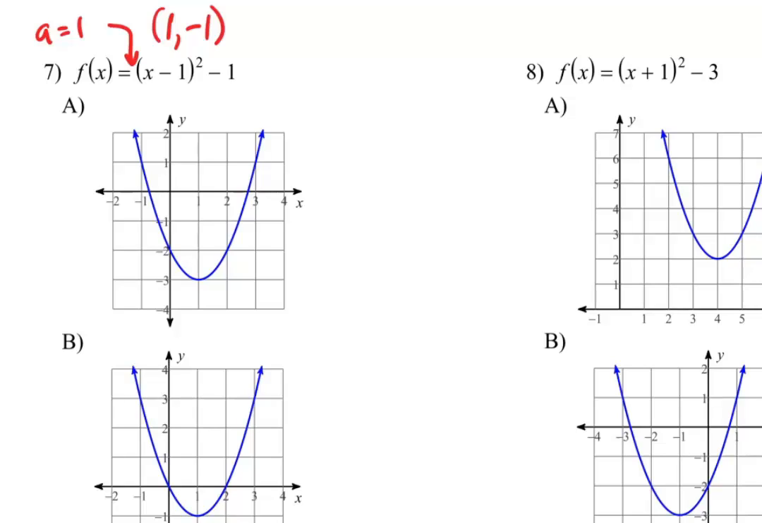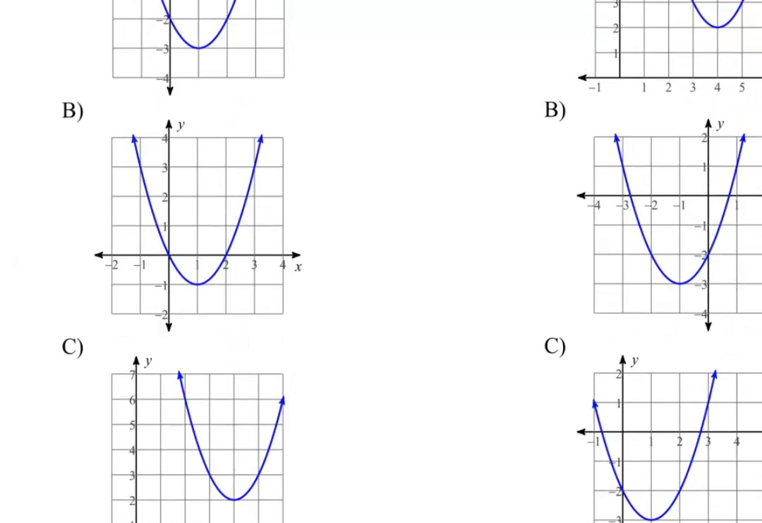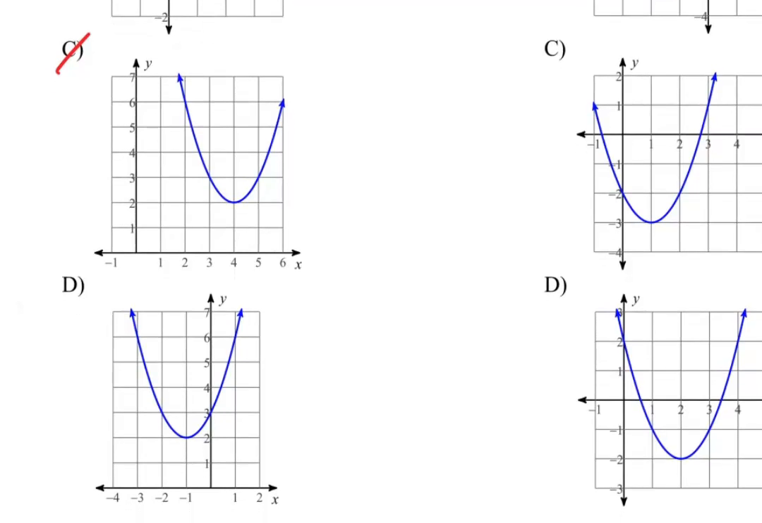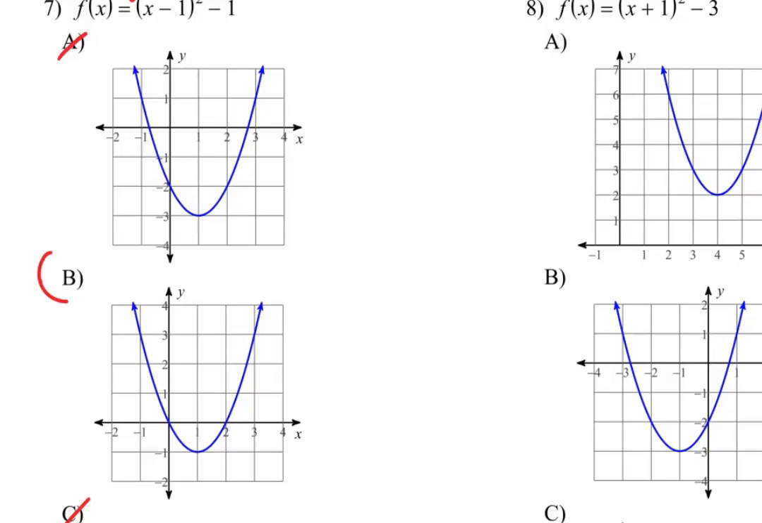1, negative 1, nope, it's not a. 1, negative 1 could be b. 1, negative 1, nope, not c. And that's the opposite, not d. So the answer was b.